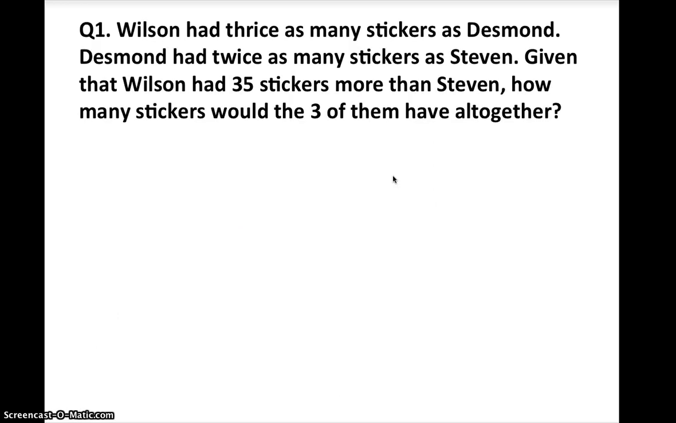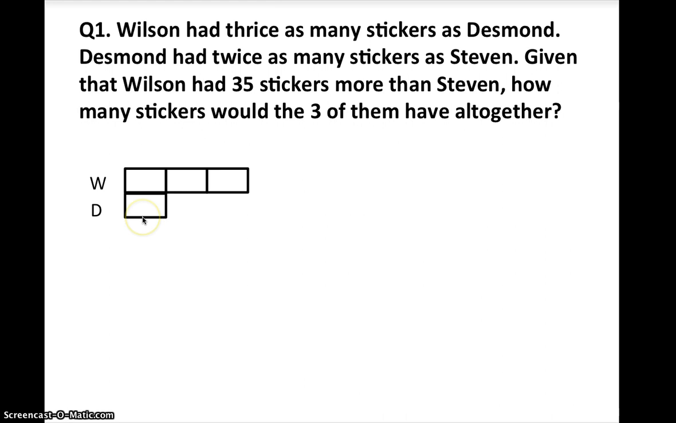In this question, Wilson had twice as many stickers as Desmond, so my model would look like this. Alright, and later on, I continue to say that Desmond had twice as many stickers as Stephen. So you notice that in this question, there is one person's name who is repeated. And who is it? Yes, it's Desmond. So now, in the second sentence over here, Desmond had twice as many stickers as Stephen, which means Desmond is 2 units and Stephen has 1 unit.